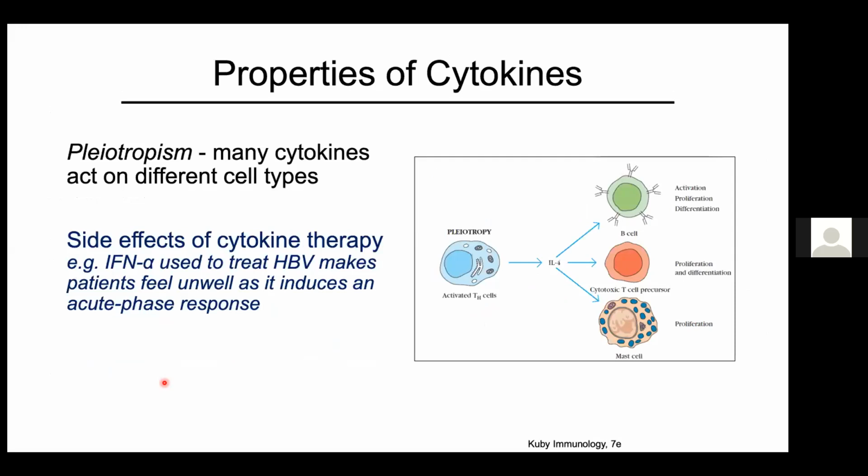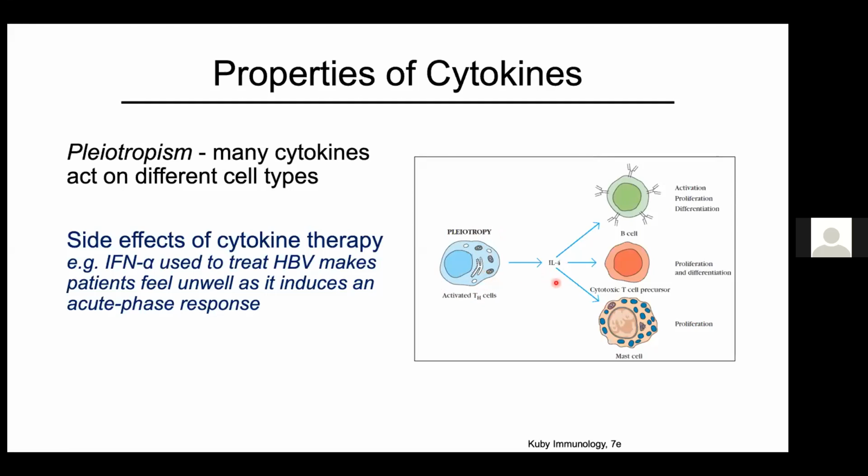The other property of cytokines is pleiotropism. So plio means many, and tropism just means sort of, I don't know how to call it, likelihood or attraction to certain cell types. So this just means that one cytokine can act on many different cell types.